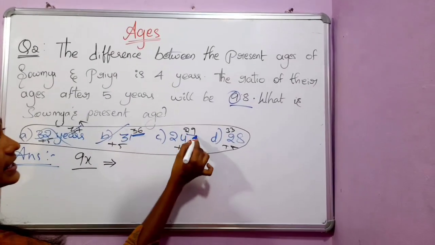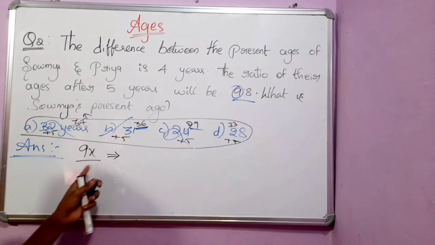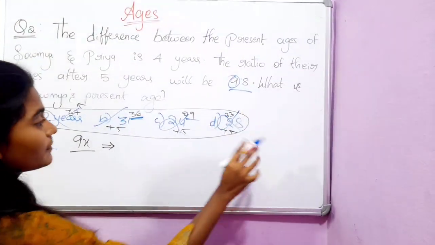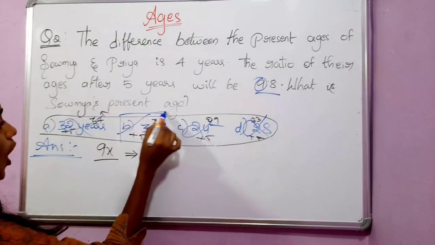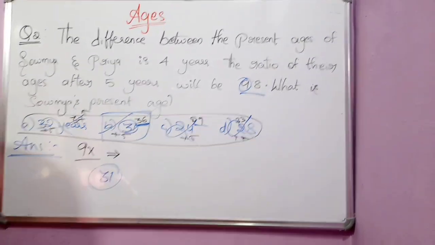Okay. 29 is not a multiple of 9. Remove this. 33 is also not a multiple of 9. So remove. Finally we have option B, 31. 31 will be our answer.